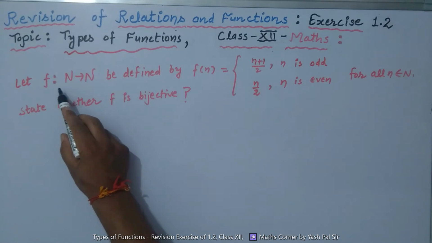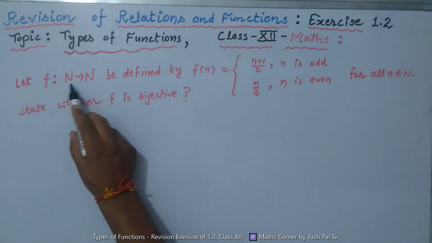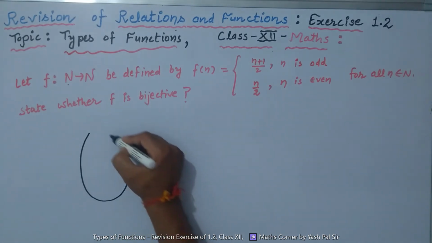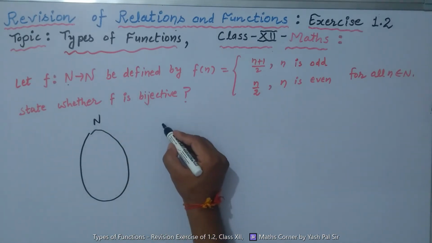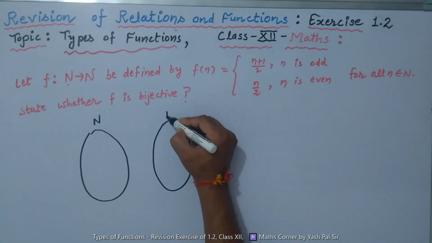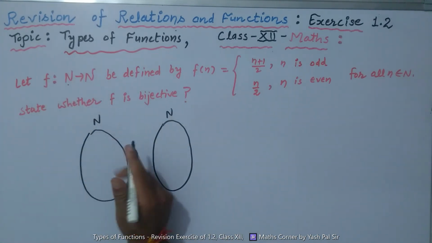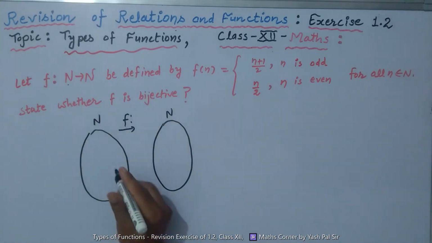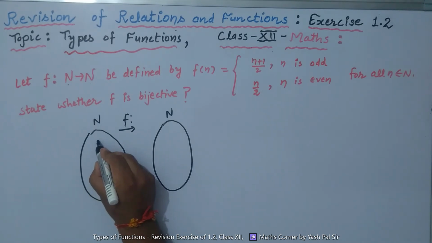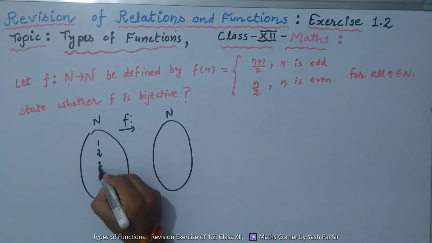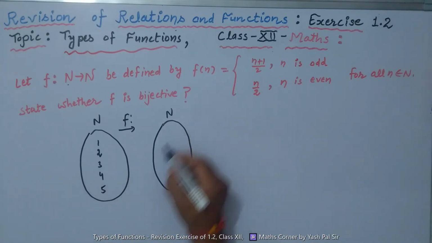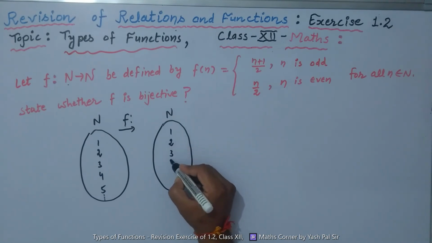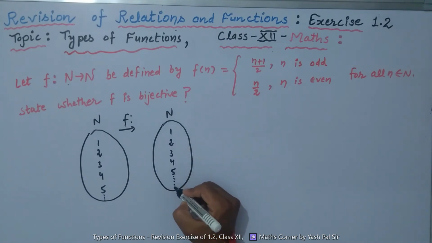Let f be a mapping function from N to N. N means the set of all natural numbers. So this is the set of all natural numbers, and this is also the set of all natural numbers. So these two sets are defined here. f is a mapping from N to N. So what are natural numbers? Natural numbers start with 1, 2, 3, 4, 5 and so on.